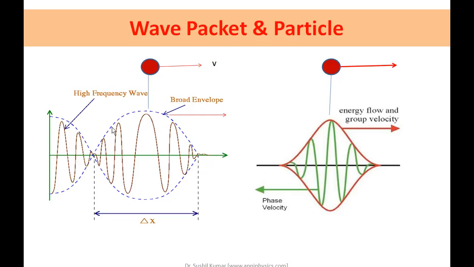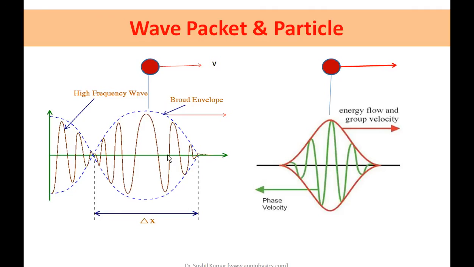When you join all these nodes, you get this kind of pattern which you see in the blue dashed line. This blue line is an envelope which covers these high frequency waves. This envelope is known as a wave packet. There are two things: one is the speed of this wave packet, and the second is the speed of the wave itself, which is this one.